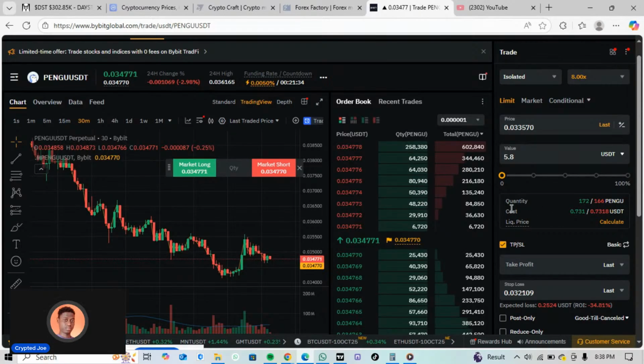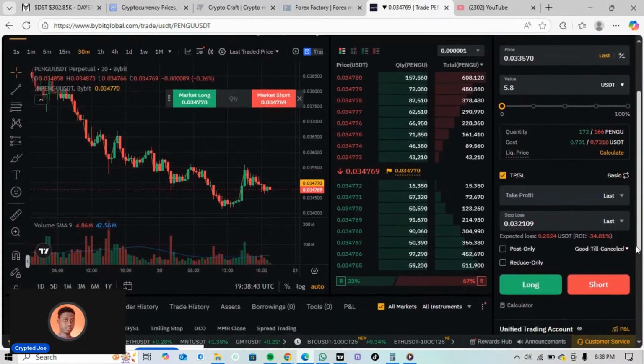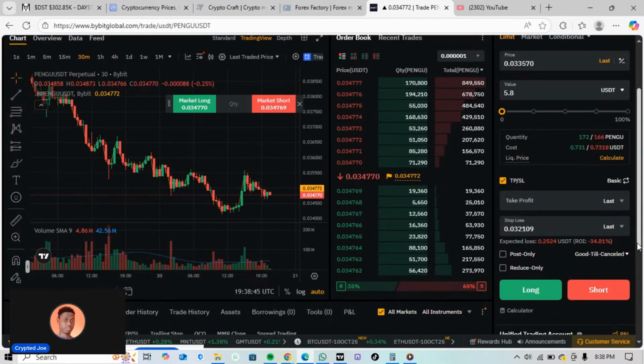Now you take note of the cost to see the amount you're actually entering the trade with. So we are entering this trade with 0.731 USDT, or 0.73 cent. And we told Bybit that, okay, if the trade goes against us, we want to lose 0.25, which is here, expected loss 0.2524.